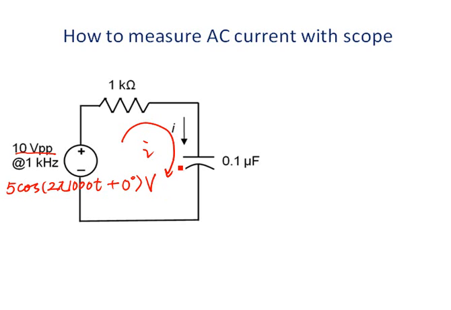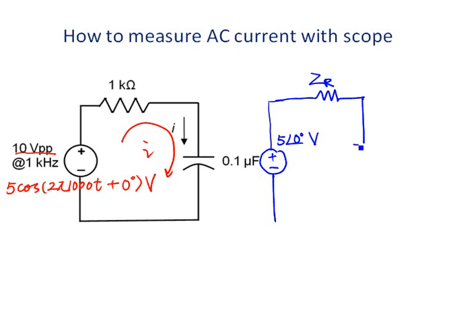We know for the sinusoidal steady-state current, there are two important pieces of information, the magnitude and phase angle. Let's convert the circuit into phasor domain. The voltage is 5 at 0 degrees volts. The impedance for the resistance, we use CR to indicate the impedance. CC is the capacitor impedance. So impedance for the resistor is just the resistance.